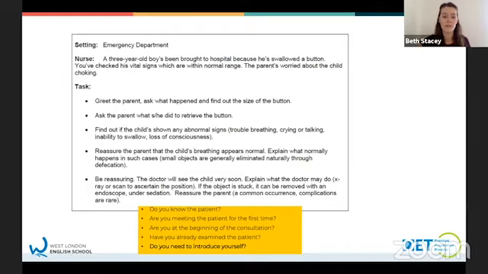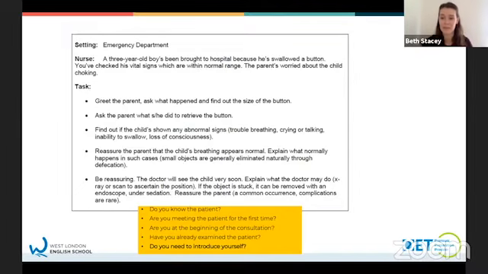Well, hopefully you've already managed to find out the answers for this, because we can see that the setting is the emergency department. However, it does say you've checked his vital signs, which are within normal range. So, do you know the patient? Like, have you met them before? Well, yes, you have met them because you've already checked the vital signs. So you're not meeting the patient for the first time.